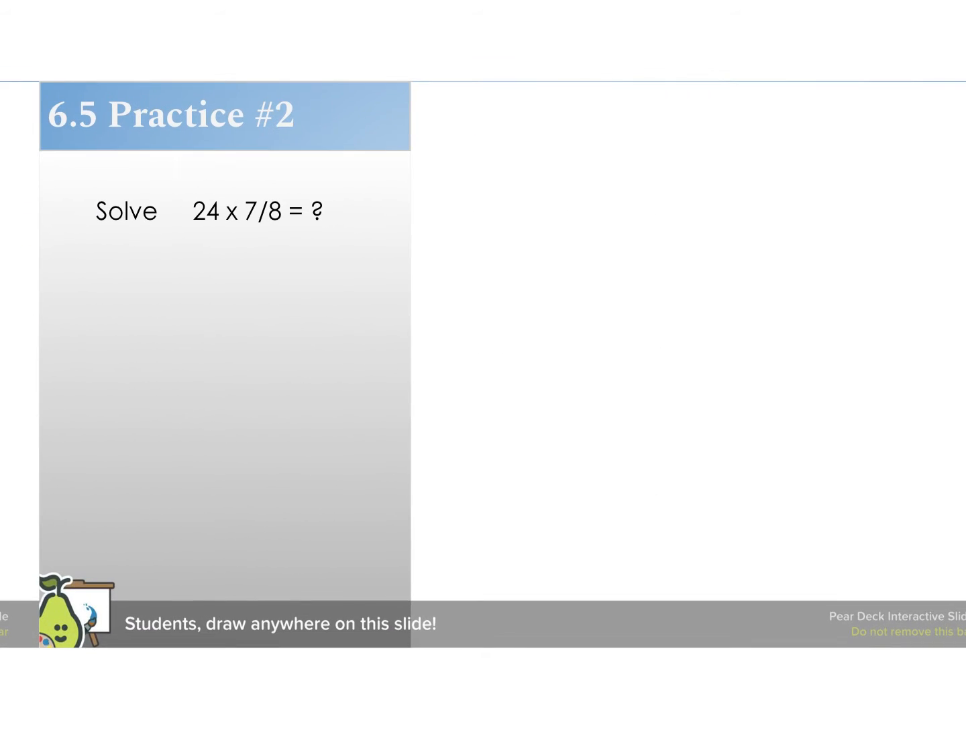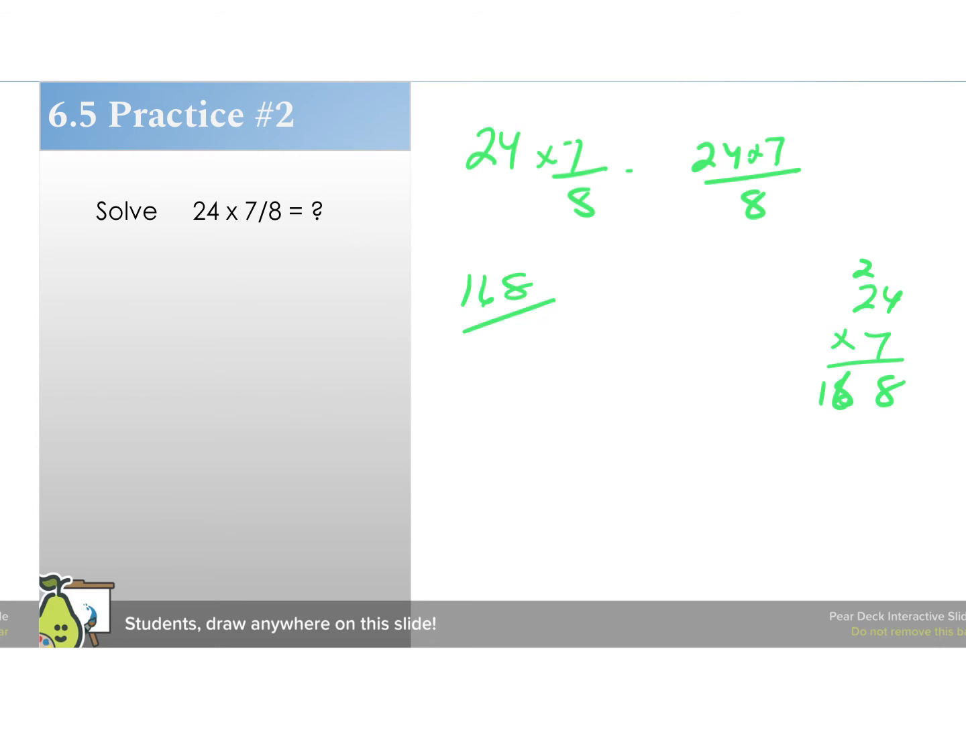We have 24 times 7/8. What is 7/8 of 24? We have 24 times 7/8 is equal to 24 times 7 over 8. We're going to multiply this. 24 times 7. 7 times 4 is 28. Carry the 2. 7 times 2 is 14, 15, 16. So 168. So we have 168 divided by 8.